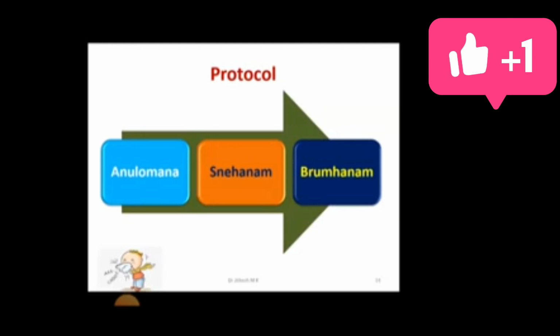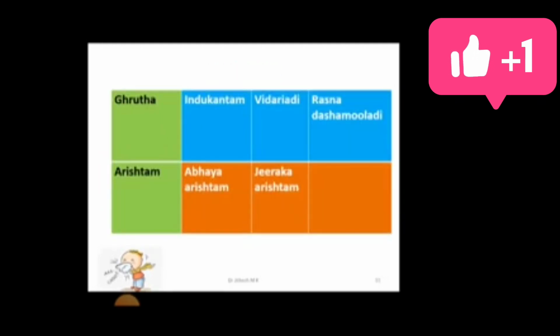We should start the treatment with Sneha Prayoga. In the context of Vata Vyadhi, there is one line called Tam Snigdhair Anulomaya. We have to do this anulomana, especially in this type of Vatika conditions. We have to do this anulomana with snigdha dravya. How to do the anulomana with snigdha dravya?